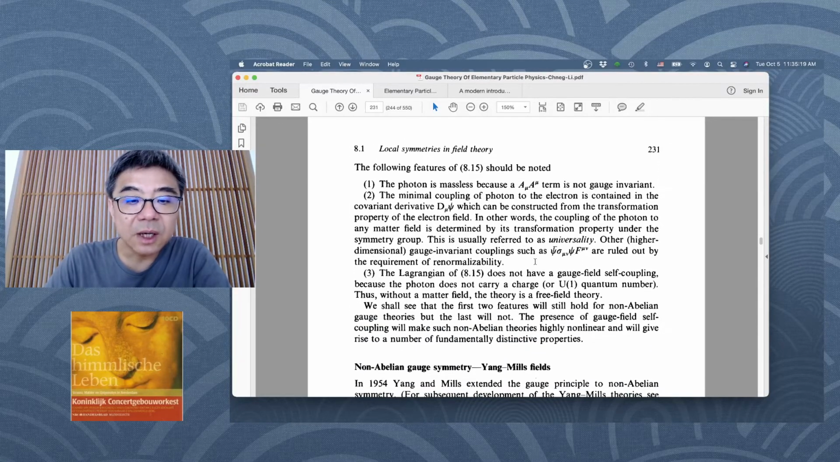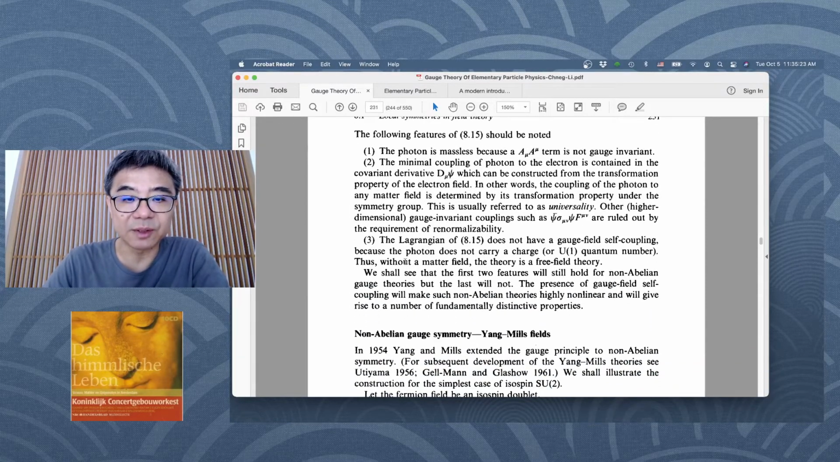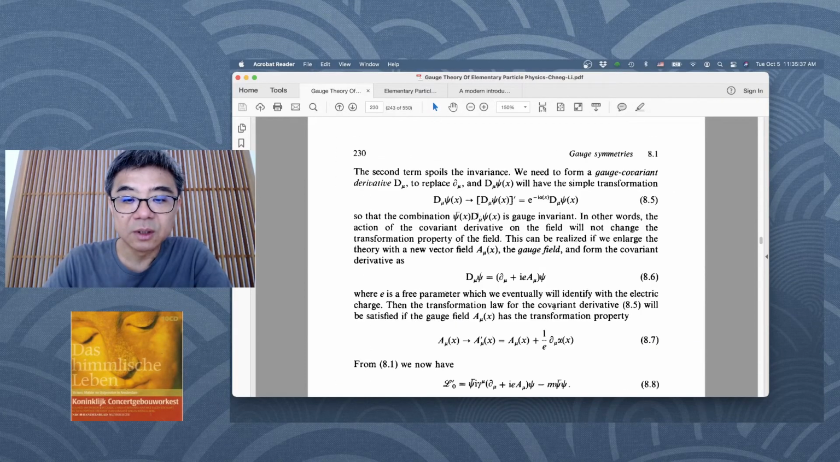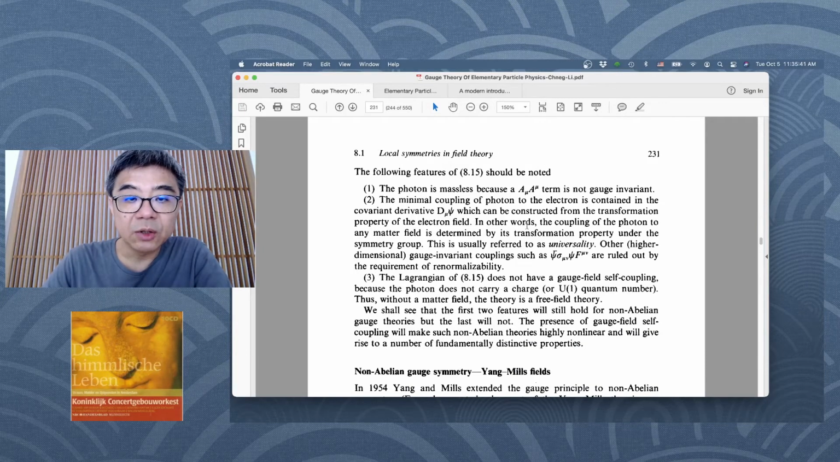Now, let's extend. So there are 3 points. The first point is important. If you observe this Lagrangian, you cannot introduce a term that looks like A mu A mu here. This kind of term is not gauge invariant. You can check for yourself, because after the gauge transformation, each A will get an additional term, so there are altogether 3 additional terms after transformation. They cannot cancel each other. Therefore, this kind of term is not invariant.